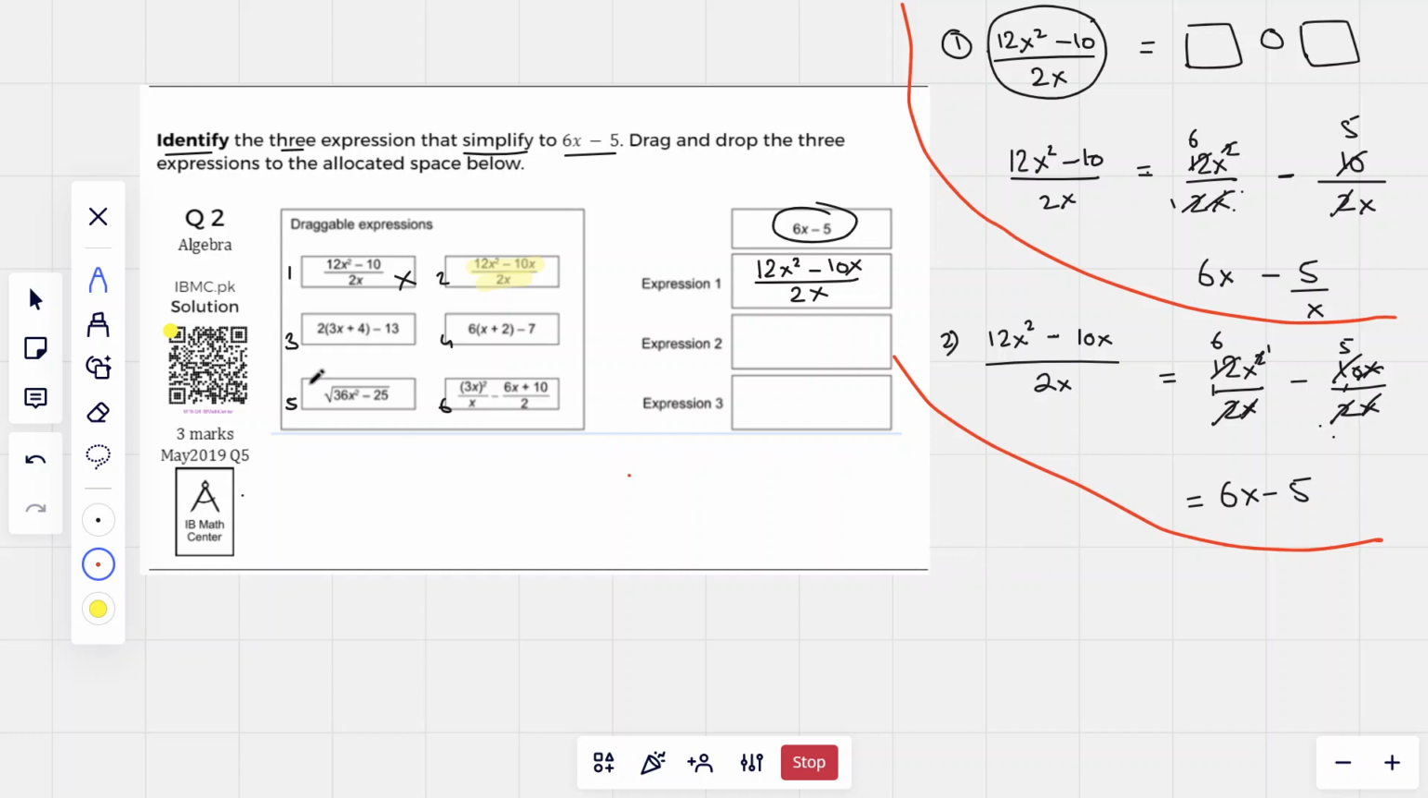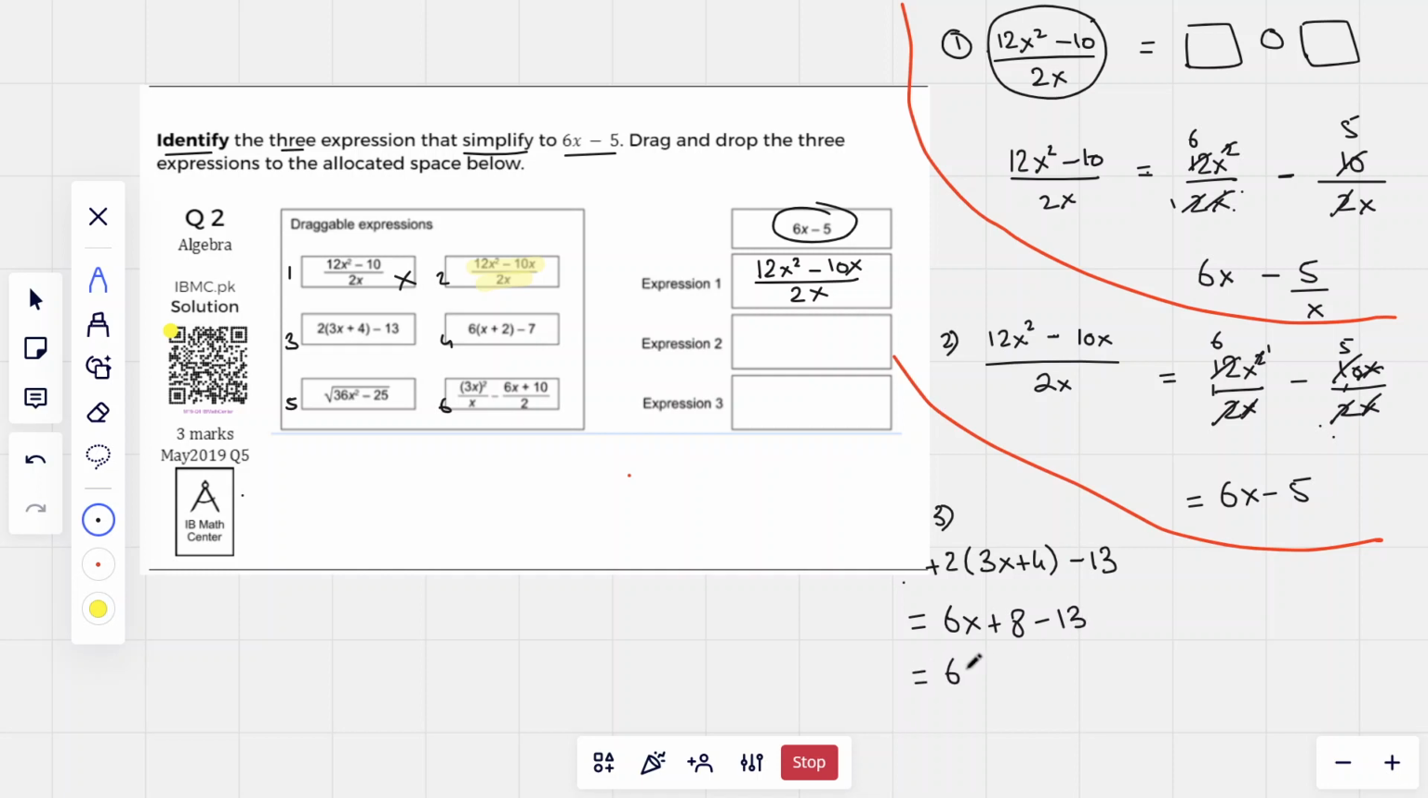So what is expression number 3? Expression number 3 is 2 in brackets 3x plus 4, negative 13. This should be fairly simple. All we have to do is open up the bracket. When there's no sign next to 2, it is implied that the sign is positive 2. Positive 2 into 3x is 6x. Positive 2 into 4 is 8. 2 4s are 8. And then we've got negative 13 standing alone.